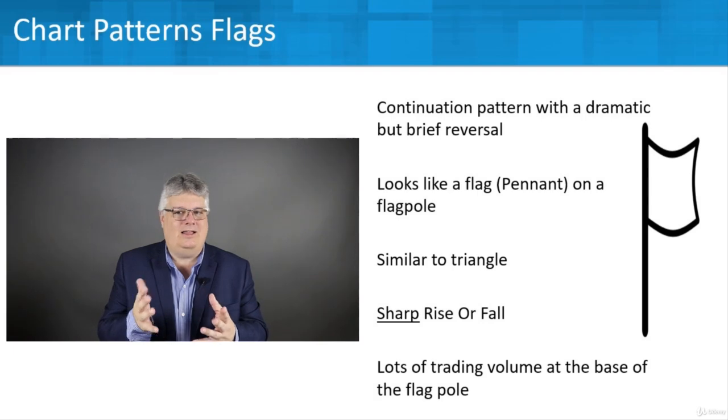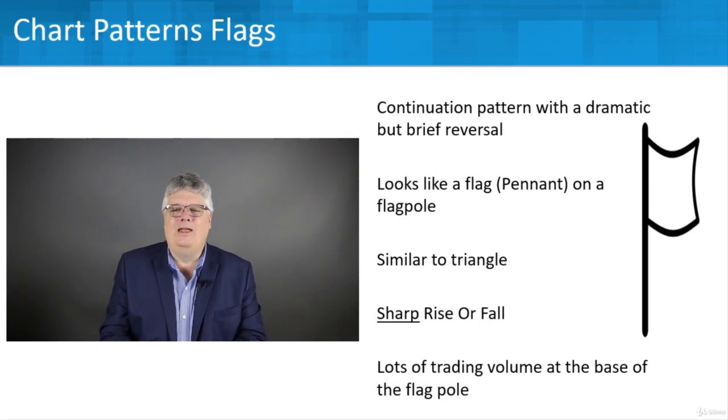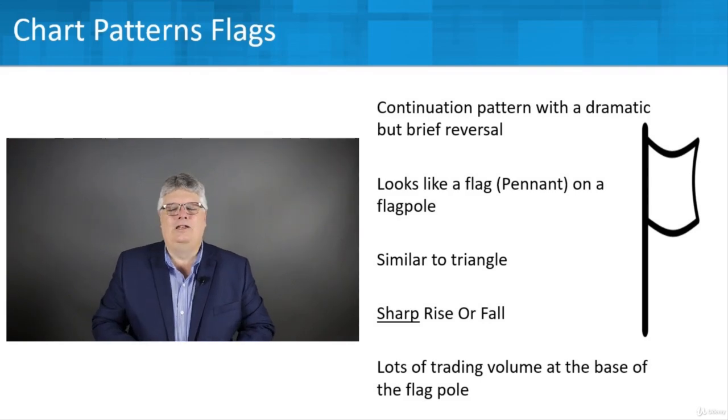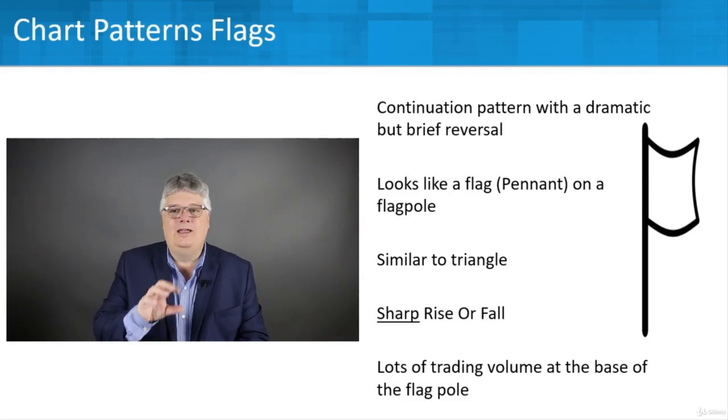And the whole idea, like a lot of chart patterns, they look like something, and that's how they get their name. So it looks like a flag, or like a pennant on a flagpole, right? It's similar to a triangle as far as it's got a shape, but it really looks like a flag, a pennant, or a flag with a flagpole. And then you're seeing a sharp rise or fall. Depending which way the trend's going, it's going to go the opposite way for a short period of time, and then pick up the trend after that.